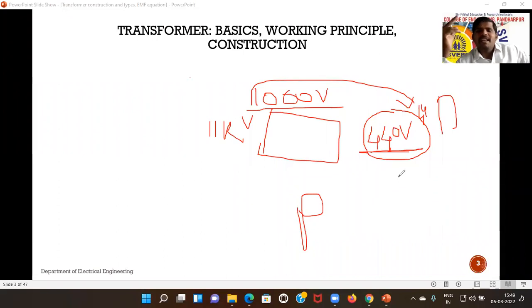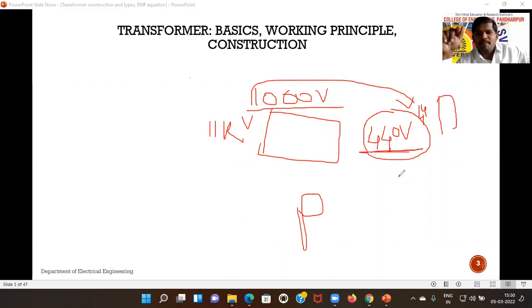Okay, so similarly, if the step up transformer is there, in case of step up the output voltage will be increasing. If the output voltage is increasing, that means the current will substantially decrease. The current decreases.